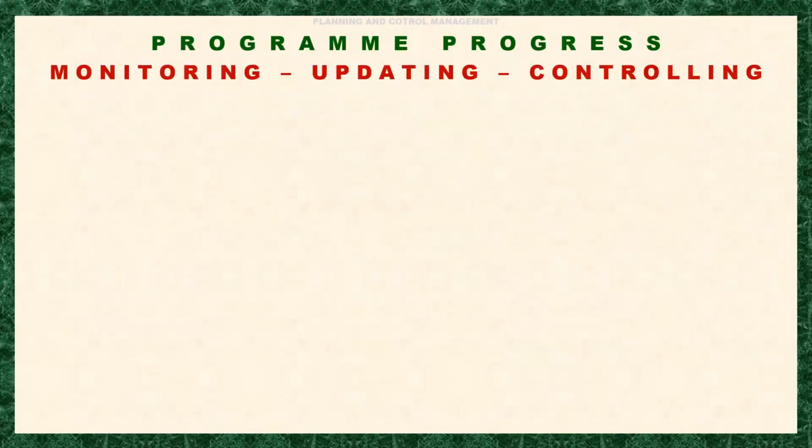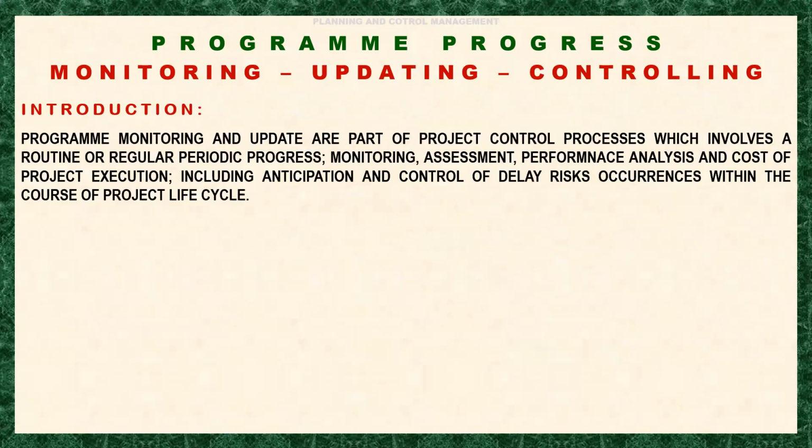This is about program progress monitoring, updating, and controlling. And we have here the introduction. Program monitoring and update are part of project control processes, which involve routine or regular periodic progress monitoring, assessment, performance analysis, and cost of project execution, including anticipation and control of delay risk occurrences within the course of the project life cycle.